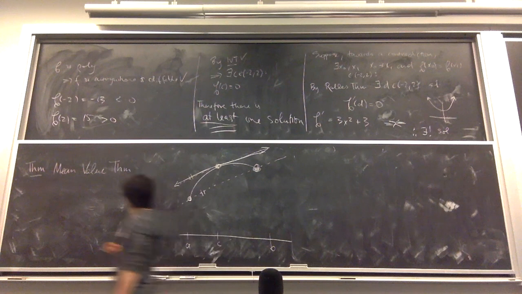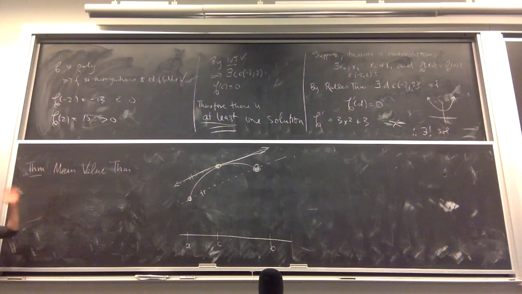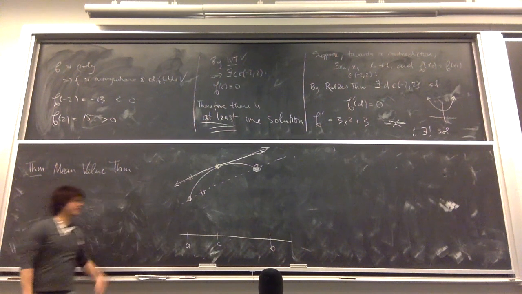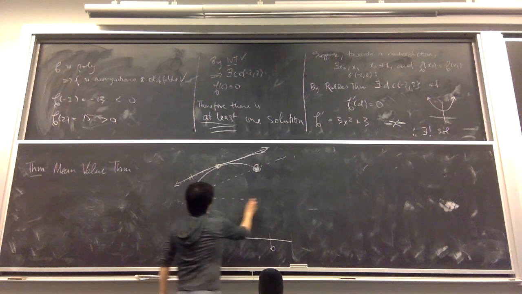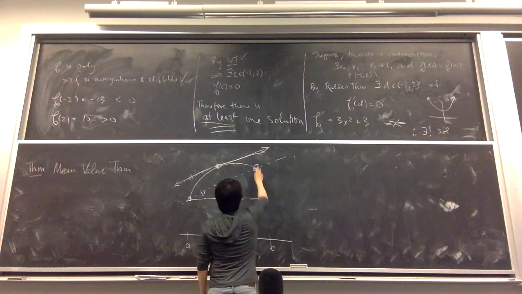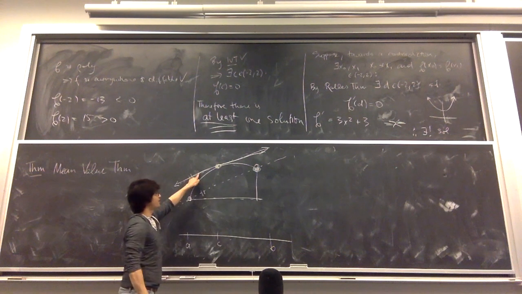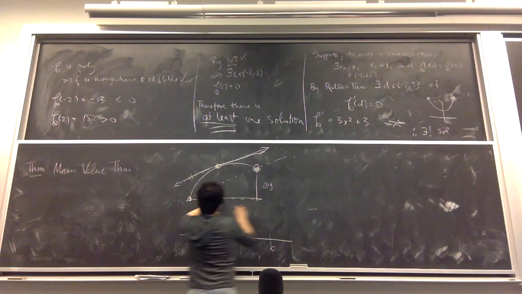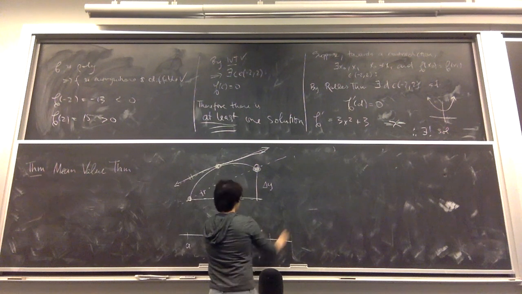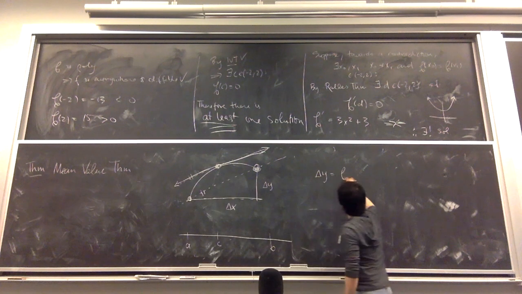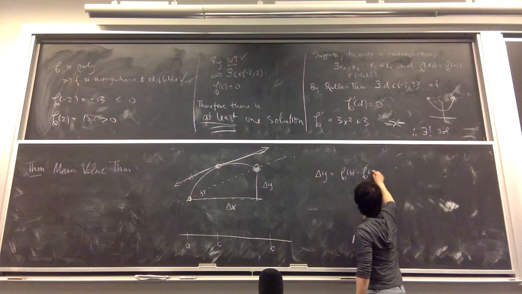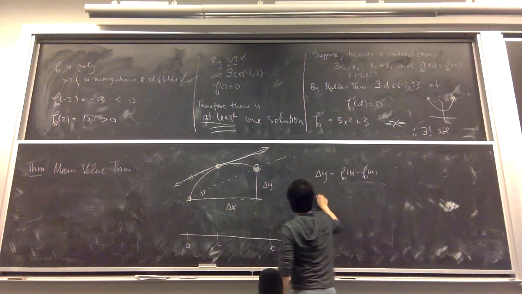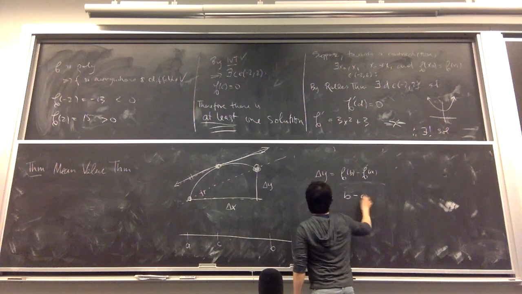Okay, so how can I then codify this geometric observation into an algebraic statement? That's not too bad. So basically I'm saying that the slope of this line is going to be equal to the slope of this line. The slope of this line is what? It's going to be change in y over change in x. So change in y in this case is f of b minus f of a, and the change in x is going to be b minus a.